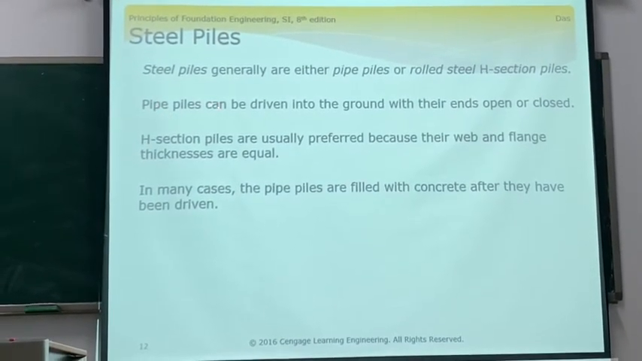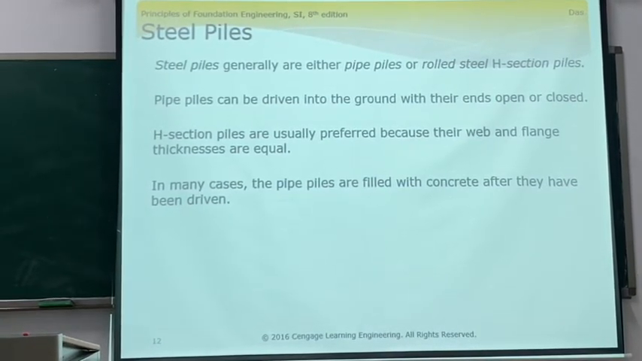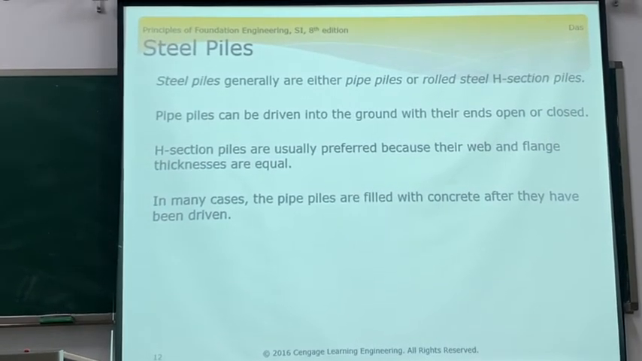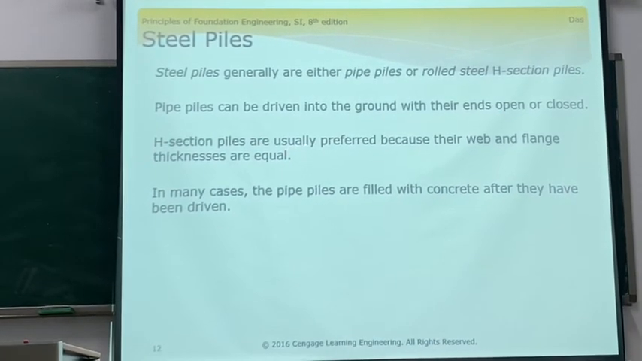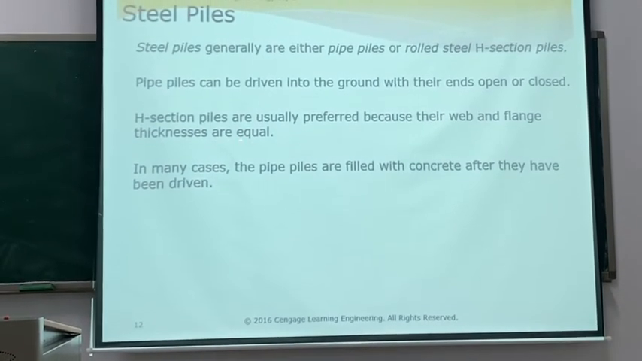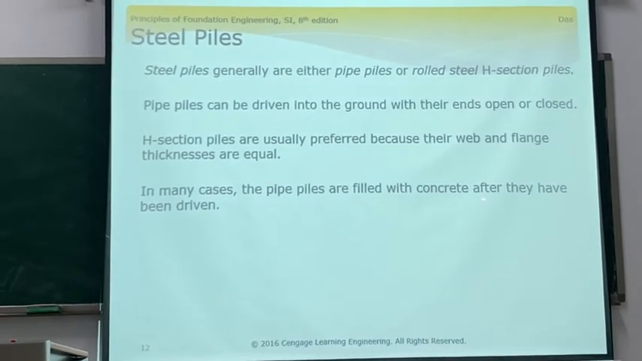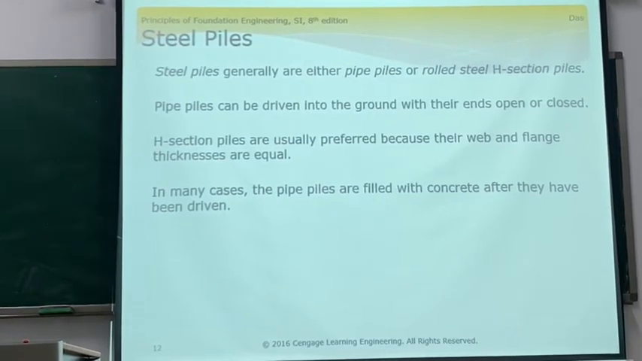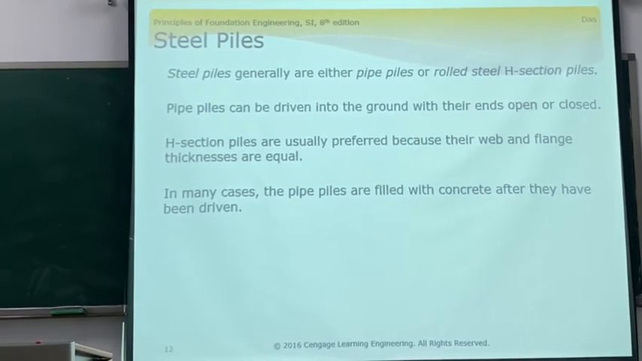And pipe piles can be driven into the ground with their ends open or closed. For this one, we can use the pipe pile closed. H-shaped piles are usually preferred because their web and flange thickness are equal. In many cases, the pipe piles are filled with concrete after they have been driven. If you finish the pipe pile, then we can refill the concrete into the hole, into the pipe.